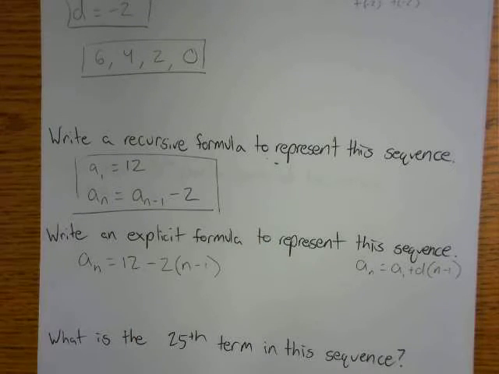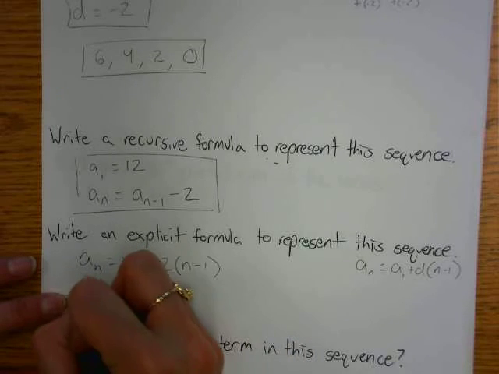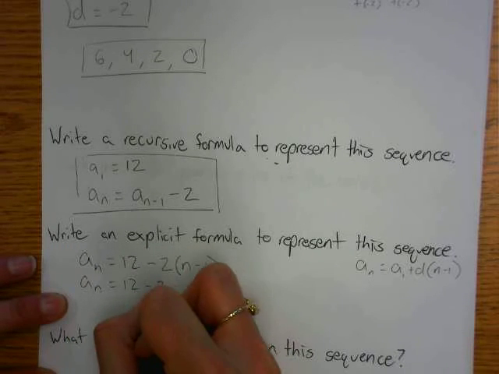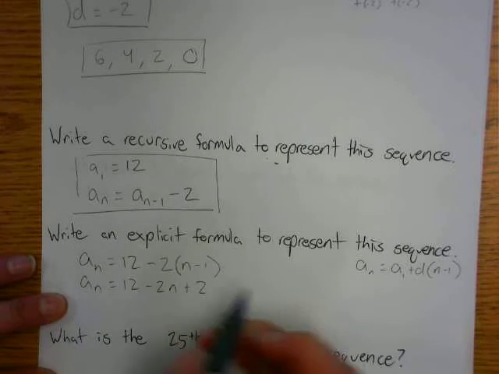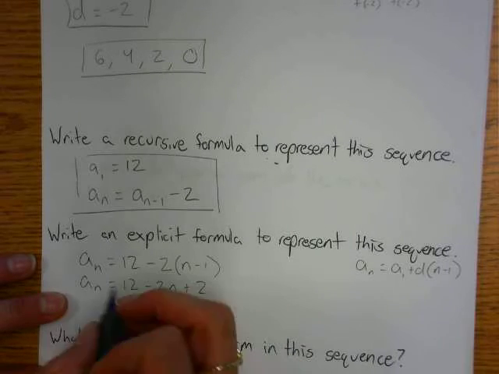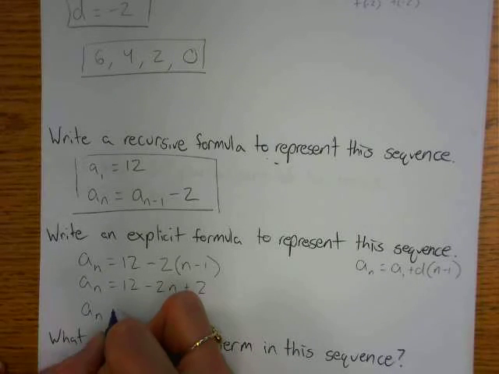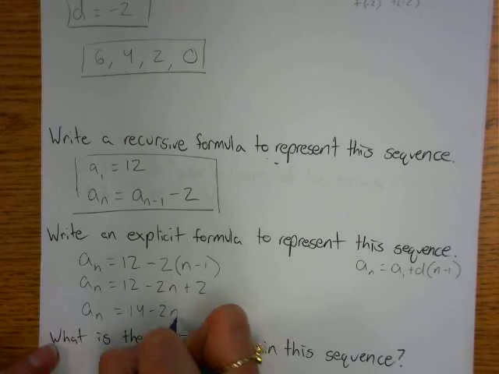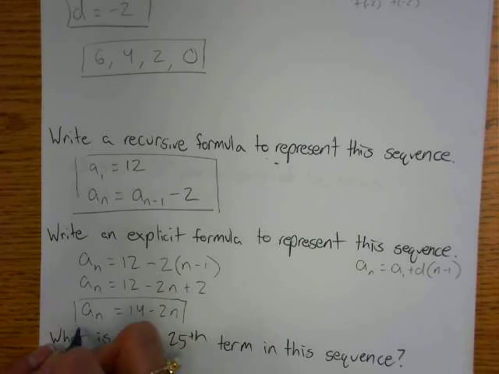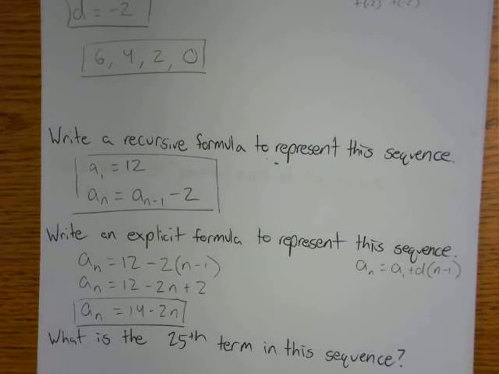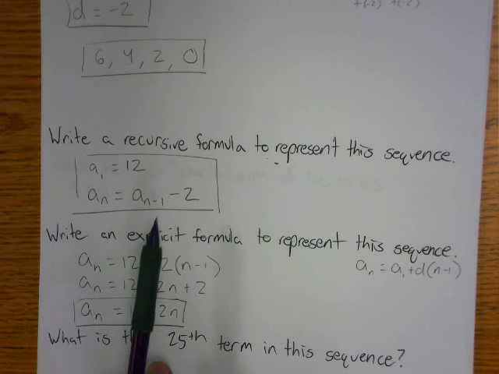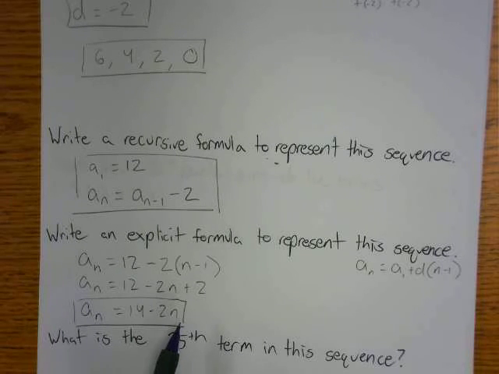And I can simplify by distributing the -2, -2n plus 2, and then combining like terms. 12 and 2 would be 14. So I have a_n equals 14 minus 2n. So I can use this formula to find any term n down the line. And this is probably going to be more helpful if I ask for like the 100th term, so that I don't have to go one by one by one. I could just plug in 100 and figure out what that 100th term would be.